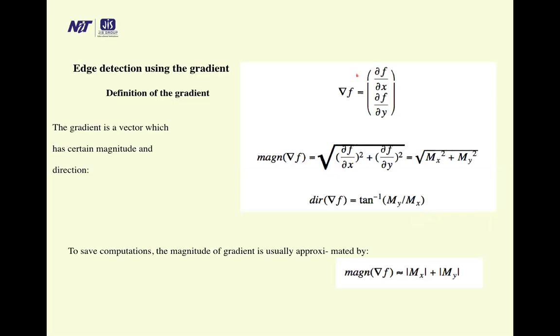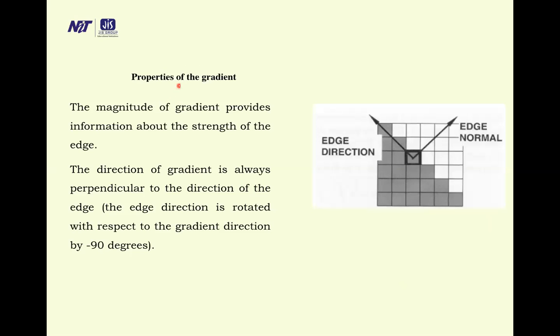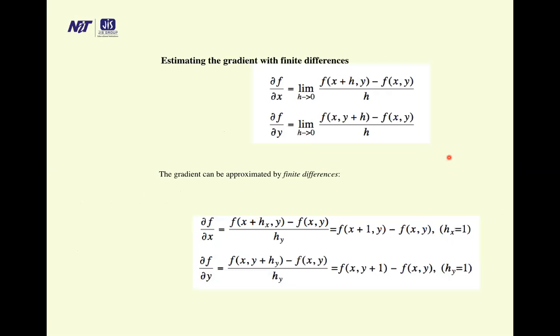So this is given by the gradient, and the angle is given by tan inverse of My by Mx, and the magnitude by the magnitude of x and the magnitude of y. Now the properties of the gradient. The magnitude of the gradient provides information about the strength of the edge. This is the direction, and this is the normal of a particular pixel taken on an edge, and the corresponding direction of the edge and its normal are also shown.